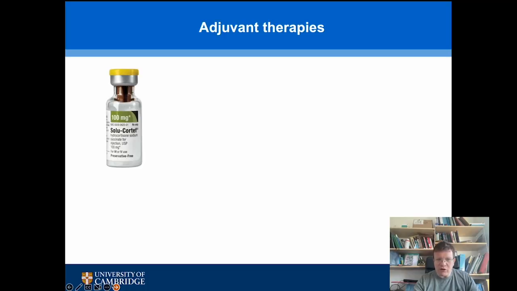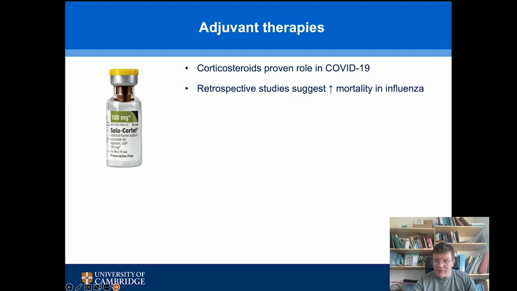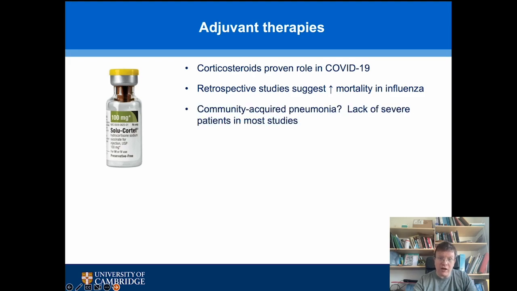In terms of adjuvant therapies, the success of corticosteroids in COVID-19 has prompted considerable interest in adjuvant therapies. Corticosteroids clearly have a proven role in pneumonia arising from COVID-19. They also have a role in patients with septic shock arising from pneumonia. However, the widespread use of steroids outside of those contexts cannot be recommended. Retrospective studies do suggest an increase in mortality in influenza, and there are trials going on in this area at the moment to clarify that.